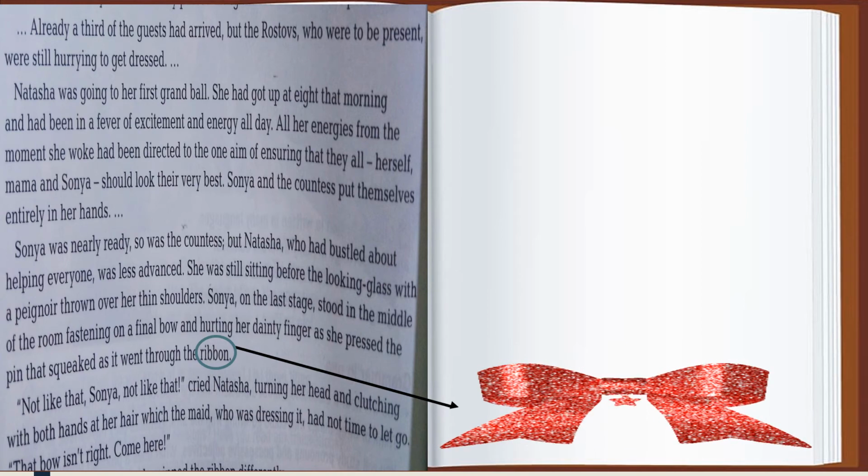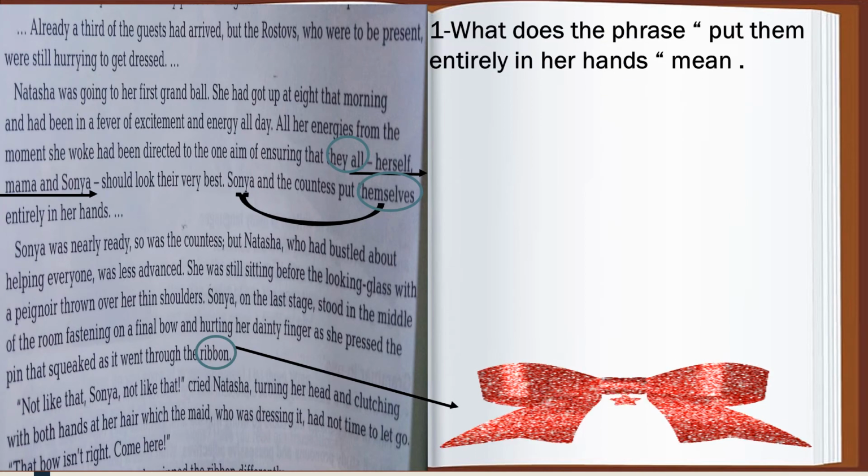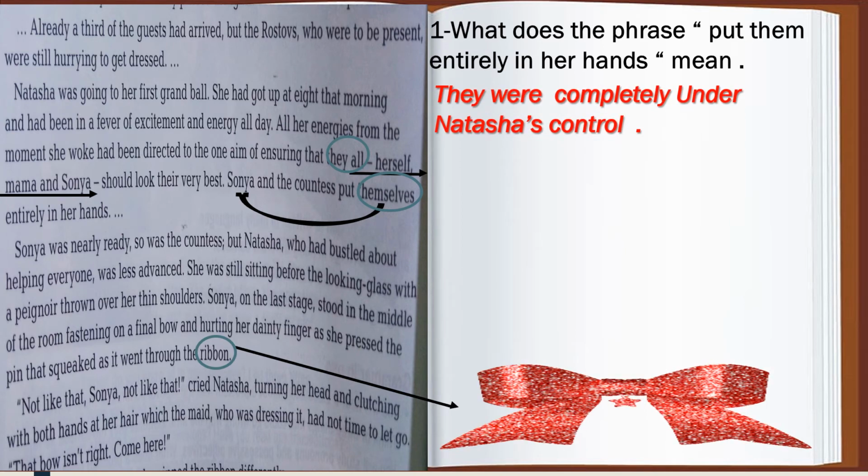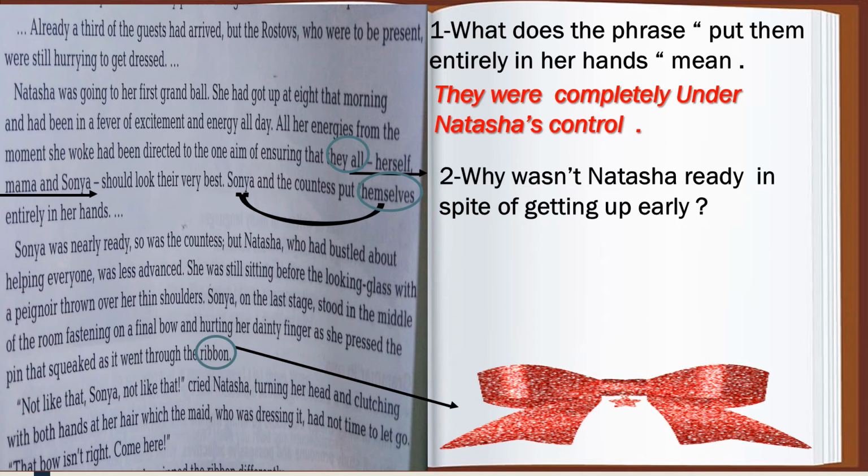So if I ask you, the pronoun they refers to, excellent, Natasha, her mom and Sonia. Another one, if I ask you, put themselves entirely in her hand, themselves refers to, excellent, Sonia and the Countess. What do you mean by put themselves entirely in her hands? Excellent, they were completely under her control.